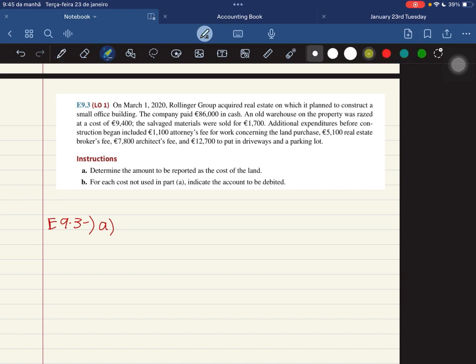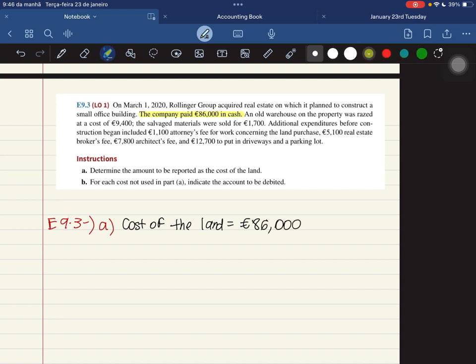Okay, here we have a lot of different numbers, so let's just highlight all of them and see which ones we have to consider or not. The first one is that the company paid 86,000 in cash. Well, this is the cost of the land, right? So this one is definitely a must because this is the original cost that we are going to pay in order to acquire this land.